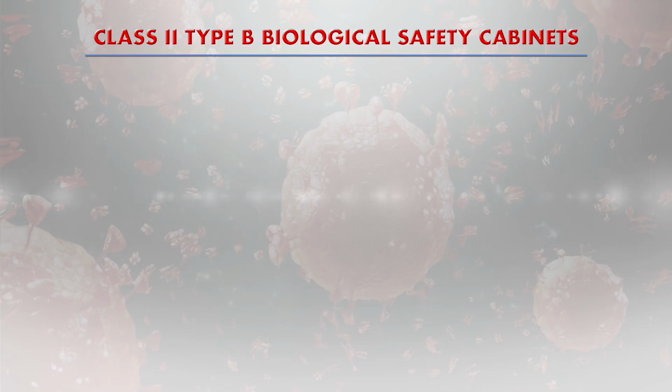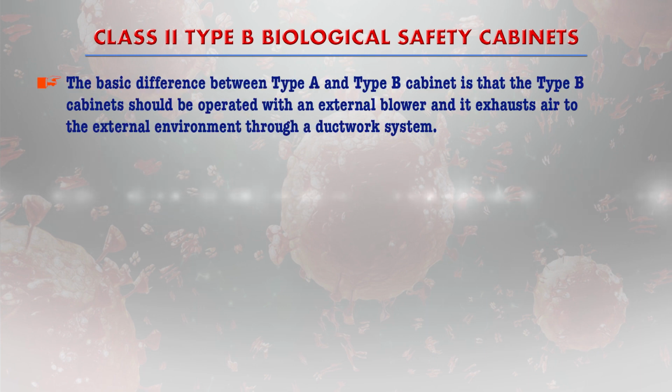The class 2 type B biosafety cabinets. Now the basic difference between type A and type B cabinets is that the type B cabinets should be operated with an external blower, and it will exhaust the air to the external environment through a ductwork system. So in all the biosafety cabinets, you have seen that the filtration system is one difference that you will see. The ductwork system is also important, and the air that is flowing, the pressure of the air, is also an important factor.